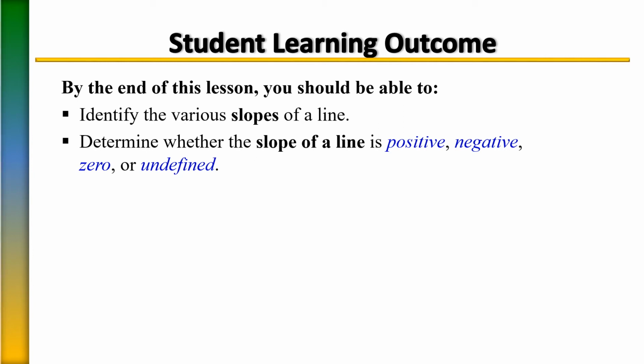Student learning outcome. By the end of this lesson, you should be able to identify the various slopes of a line. You should also be able to determine whether the slope of a line is positive, negative, zero, or undefined.